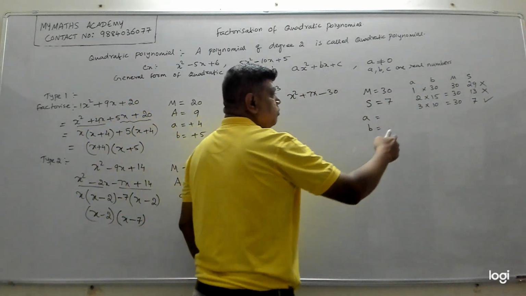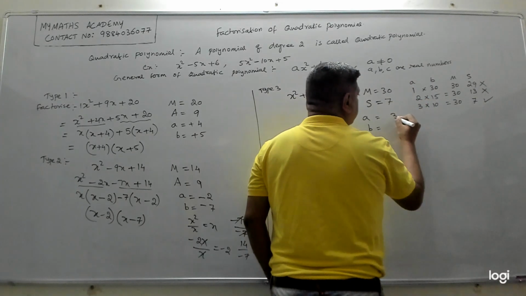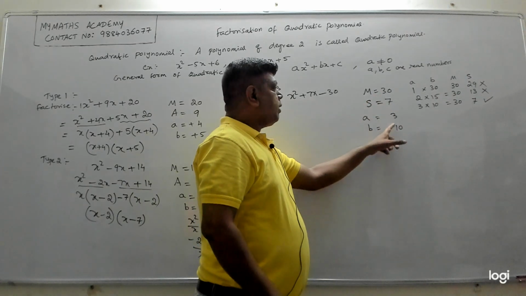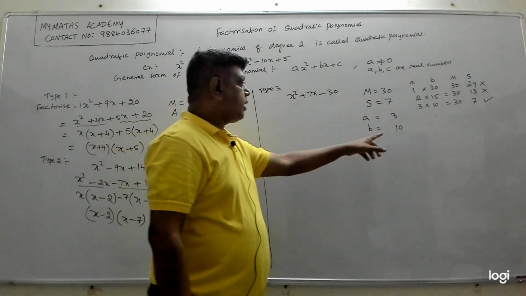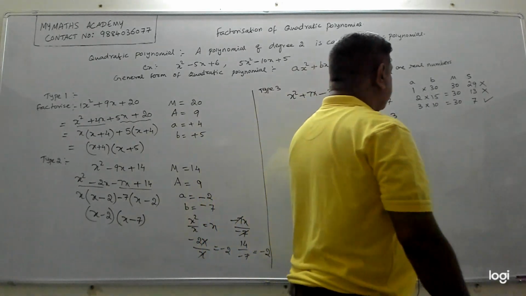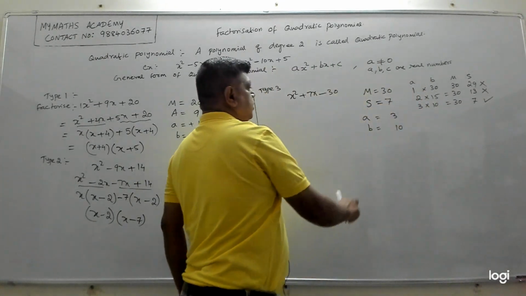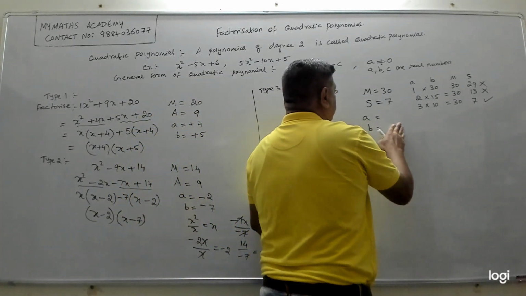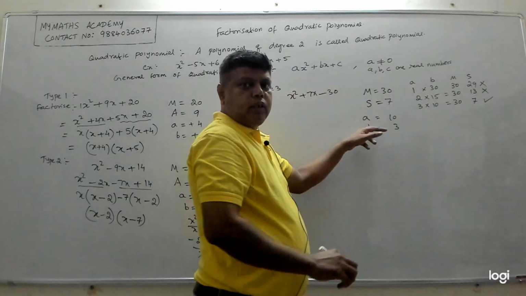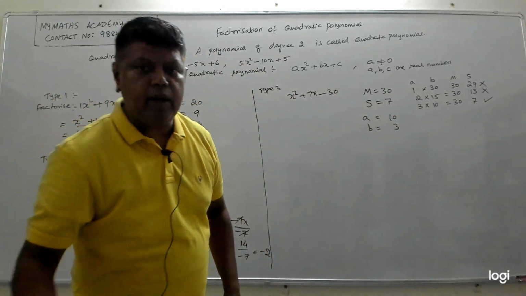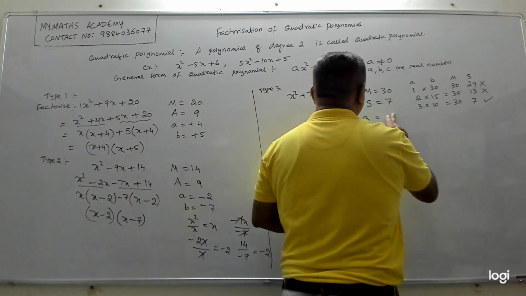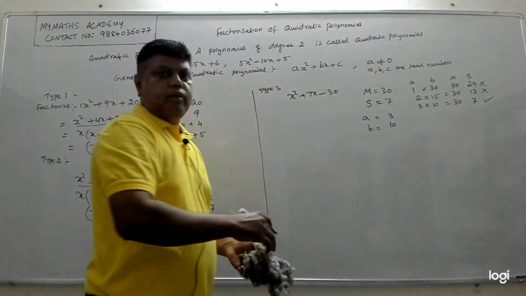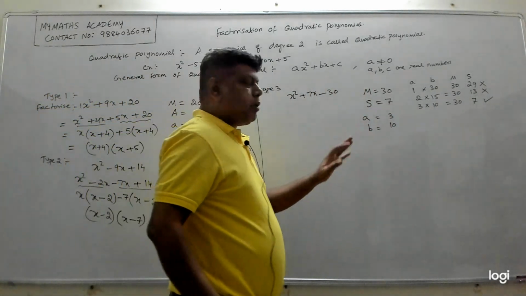So we have found the two numbers. What are the two numbers? 3 and 10. Because 3 into 10 is 30 and 10 minus 3 is 7. You can take the greater number minus the smaller number. So 10 minus 3 is 7. You can also put a is equal to 10 and b is equal to 3. Doesn't matter. Any one can be a, any one can be b. I can put 3 and 10 or 10 and 3.